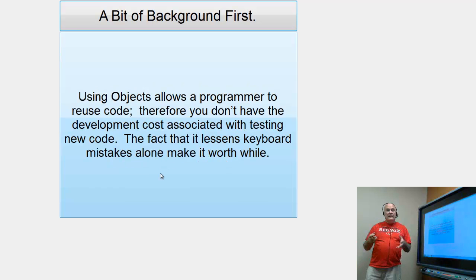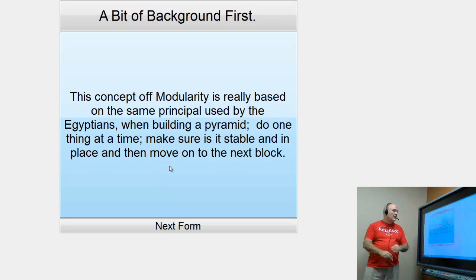Using an object allows a programmer to reuse code. Therefore, development costs are way, way down. You don't have to sit there and have all the headaches of testing and designing and all this other stuff. Not everything is new all the time. Sometimes it's okay to drive an old car. The concept of modularity is really based on the same principle as the Egyptians when building a pyramid. Do one thing at a time, make sure that it is stable and in place, and then move on to the next block.